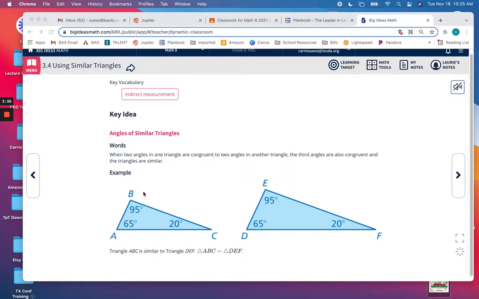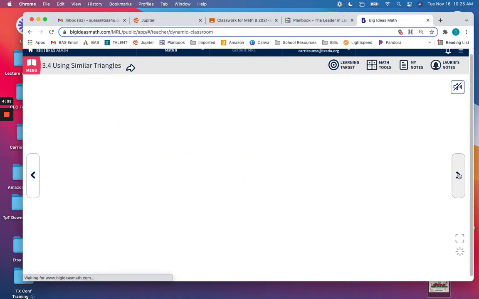If you only know of two angles that are congruent, then the third one, if we already know that this is 95, this is 95, 65, 65, we know that the third angle of both of these triangles is also congruent because all three angles add up to what? 180. So as long as they're congruent, then you would have the same angle measure. All right, let's do an example.